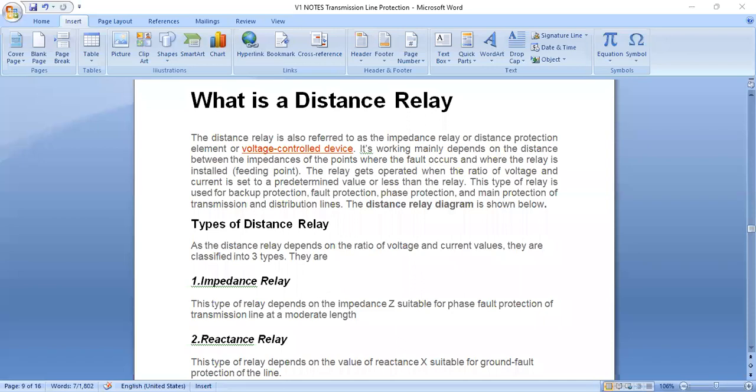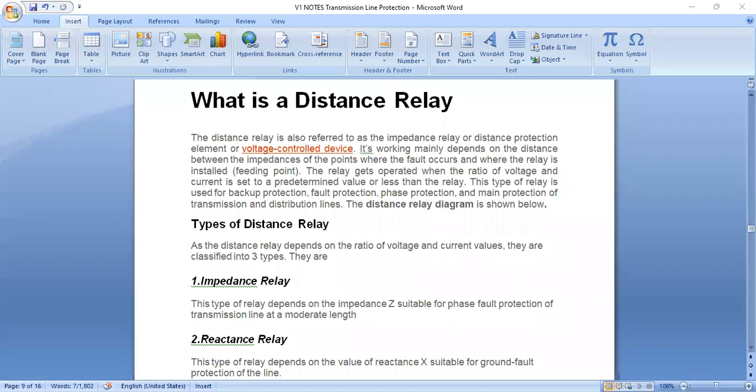The operation of the distance relay depends upon the value of the impedance. It trips the circuit breaker and closes the contact when the impedance at the faulty point is less than the impedance of the relay. The principle of the distance relay is very simple. It is based on the ratio of voltage and current, and that ratio is the impedance.